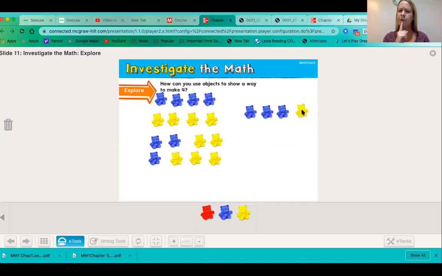Let's see if I remembered all the combinations. This one I did 0 blue bears, then I used 1 blue bear, then 2 blue bears, then 3 blue bears, and then 4 blue bears. I know that I used all of the combinations.